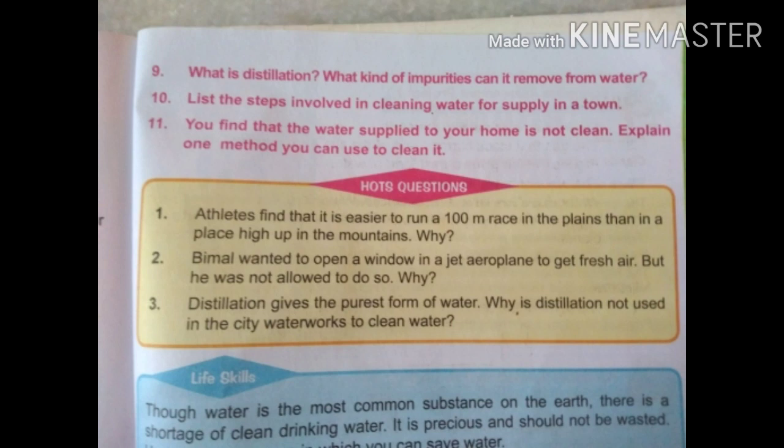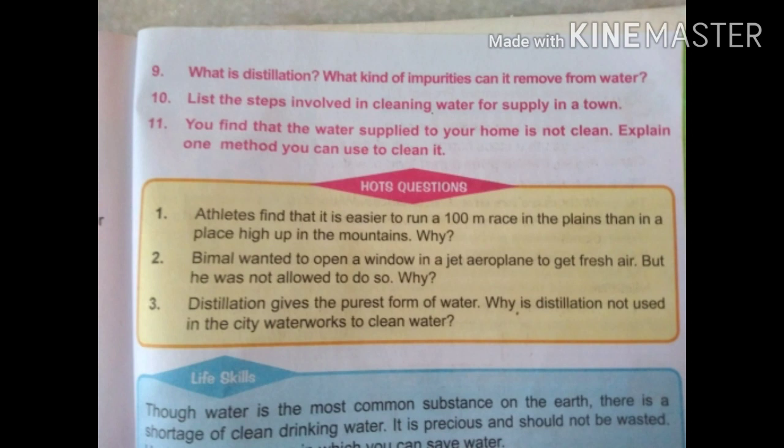Next, Bimal wanted to open the window of a jet aeroplane to get fresh air, but he was not allowed to do so. Why? Here, if you open the window of the jet plane in space, then what happens? Whatever air is present in the jet plane escapes into space. Actually, in space there is no air. So due to loss of air, breathing becomes difficult, and we may all die in the jet aeroplane. Because of the difference between low pressure and high pressure, the jet plane may also get destroyed, so it is not allowed to open the door.